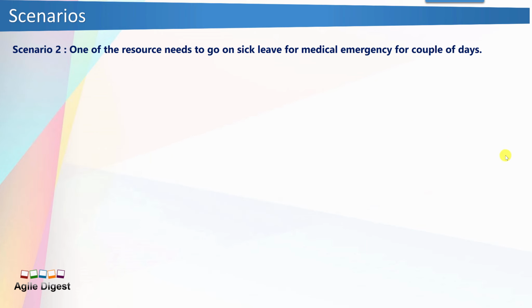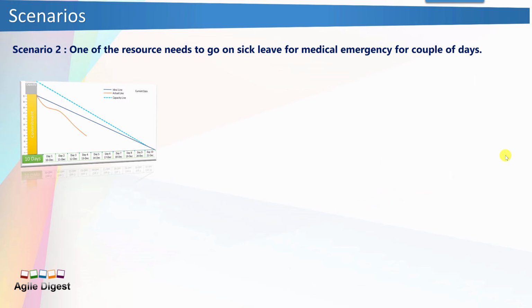Now we'll talk about another scenario. One of your resources needs to go on sick leave for a medical emergency for a couple of days. You already have committed. This is the case. I don't think you will have much problem here, because if one resource is going on sick leave, someone with the same skill set can accommodate. Your Burndown is pretty close to the bottom line, and you will be able to accommodate by doing some extra work, even if some other resources go on leave. So this is a good case.